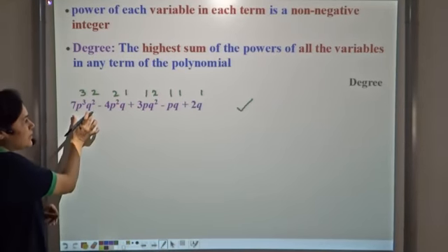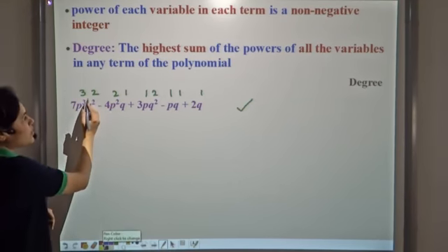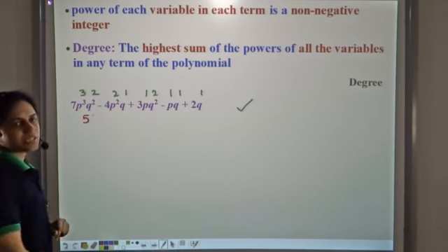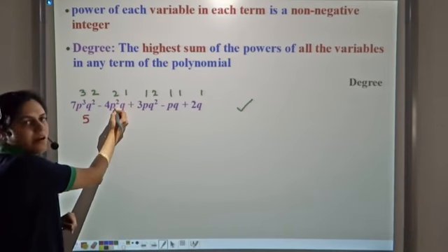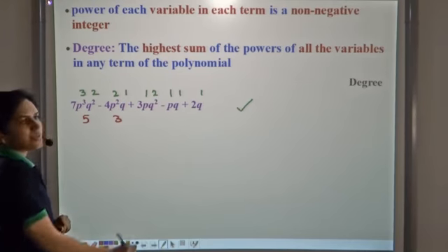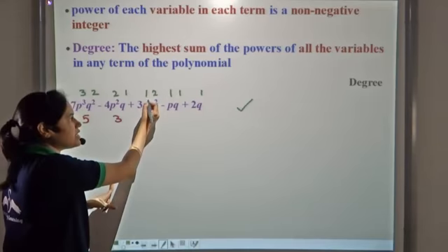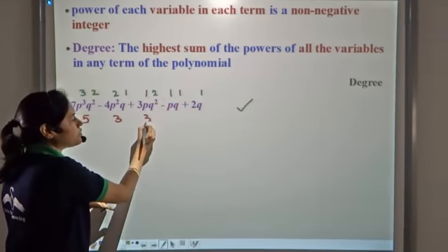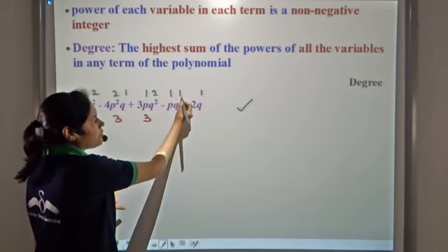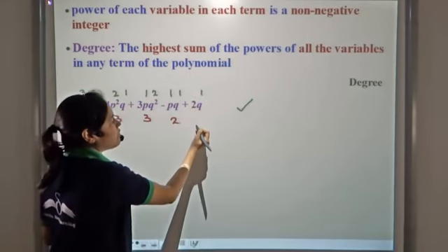Let us consider this term. We add the powers of this term. So what are the powers? 3 and 2. We add it, we get 5. We add the powers of p and q here, 2 plus 1, we get 3. Again we add the powers of p and q here, we get 1 plus 2, 3. We add the powers of p and q in this term, 1 plus 1, 2. And here we just have q with power 1.